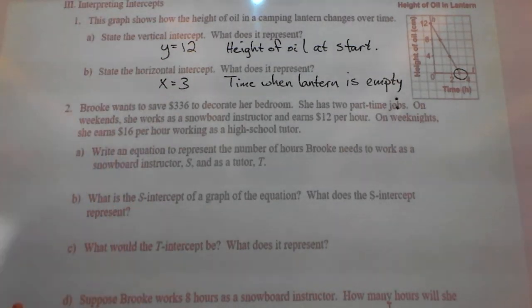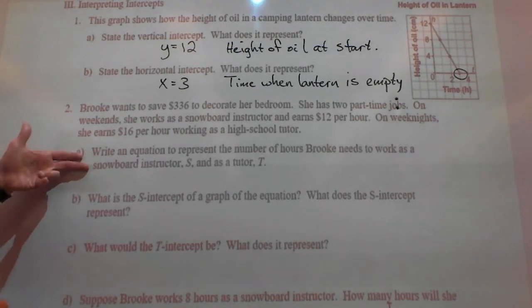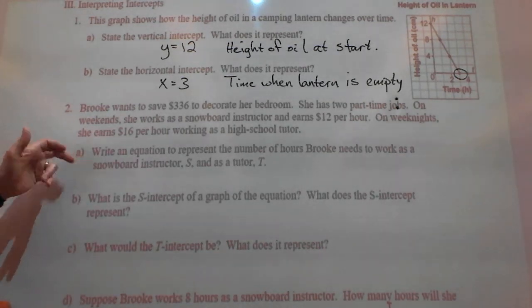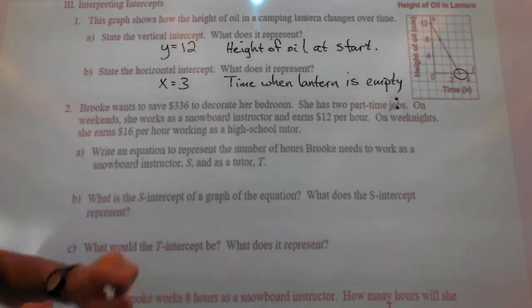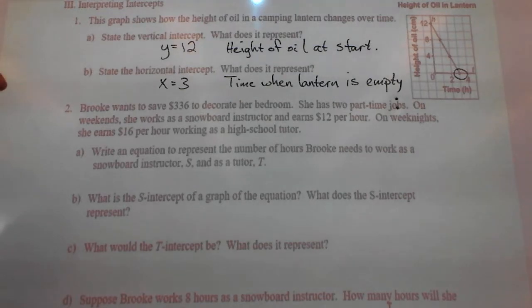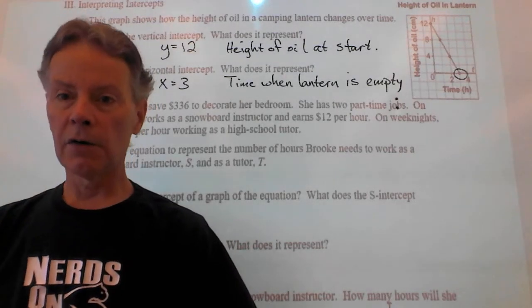Brooke wants to save $336 to decorate her bedroom. She has 2 part-time jobs. On weekends, she works as a snowboard instructor, earning $12 an hour. On weeknights, she earns $16 per hour, working as a high school tutor. Write an equation to represent the number of hours Brooke needs to work as a snowboard instructor and as a tutor. Okay, so what's the scenario here?